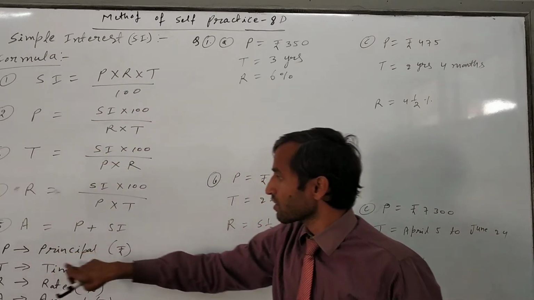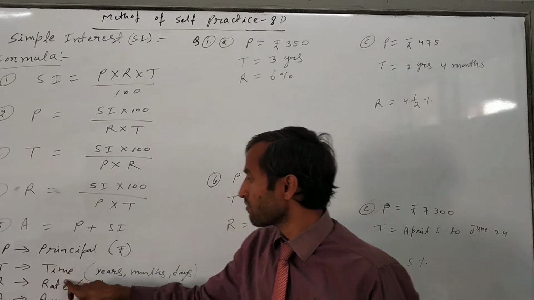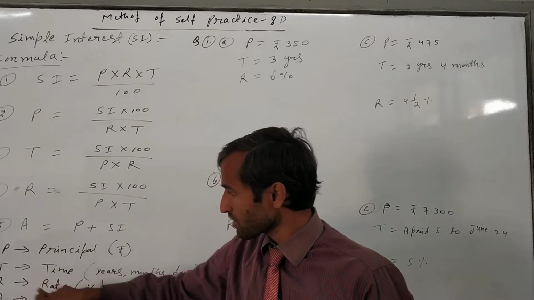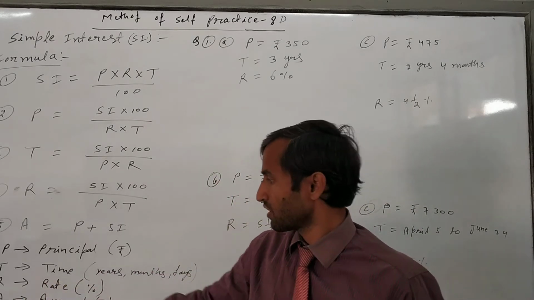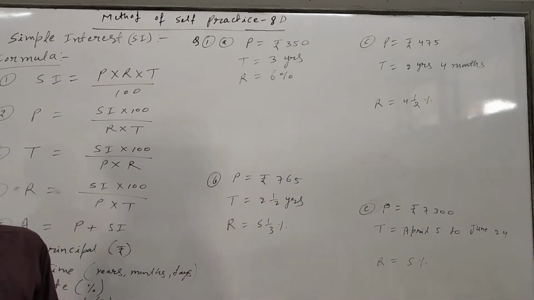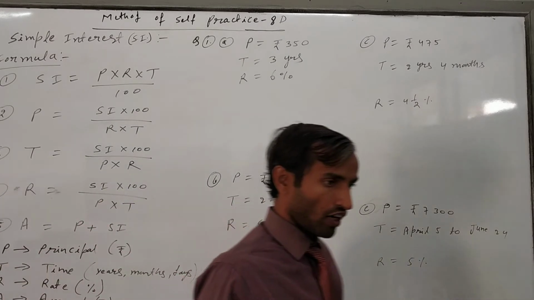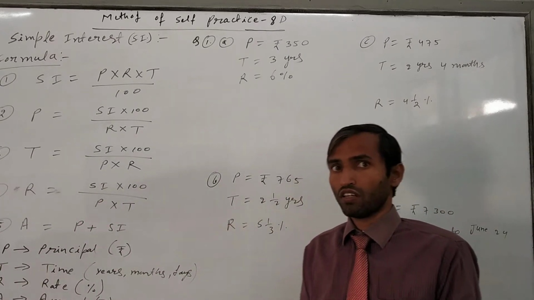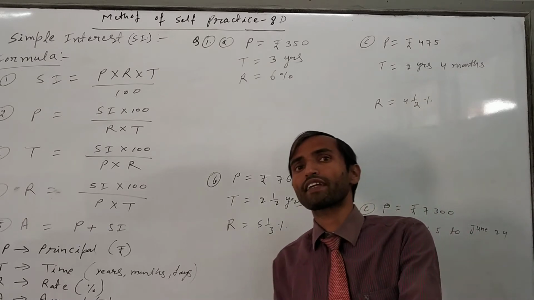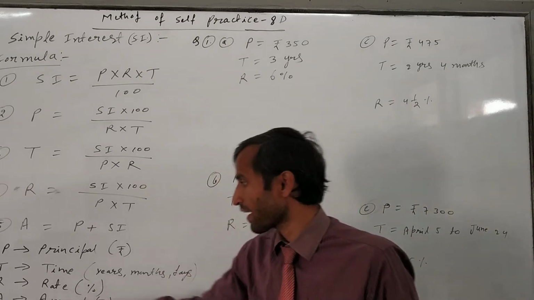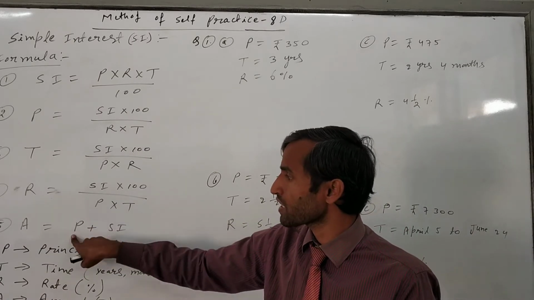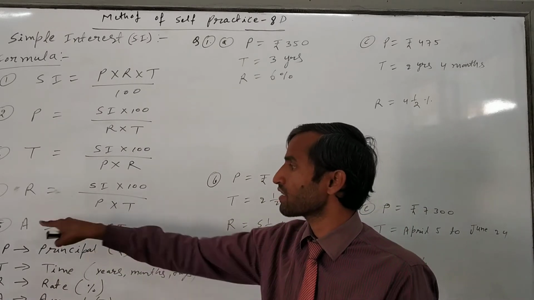P means principal, it will be in rupees. T means time, it may be in years, months, or days. R means rate, represented as a percentage. A means amount: if we take a loan and return the loan amount with interest, the principal and interest are both added, and that is called the amount. So the formula is amount is equal to P plus SI.